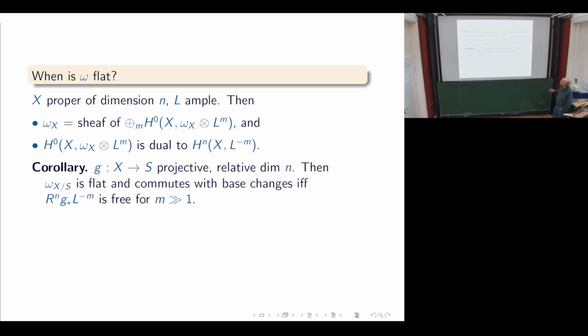Now, these H0s are just dual to H^n(X, L^{-m}). That means if I have a projective morphism of relative dimension n, and L is relatively ample, then omega is flat and commutes with base change if and only if these higher direct images are free. I don't need them for all m, because I take the largest. So if the first few are messed up, it does not hurt me, but this is in fact an equivalent statement. Okay? So that means that I need the largest pushforward. This is the largest that can exist.